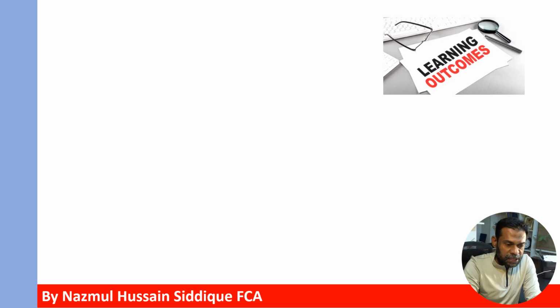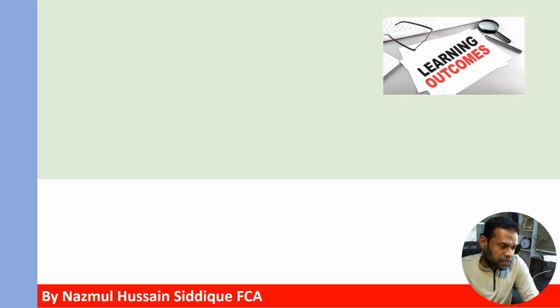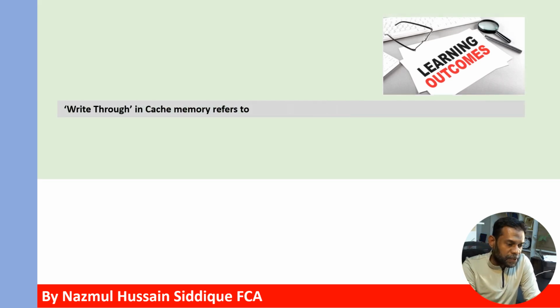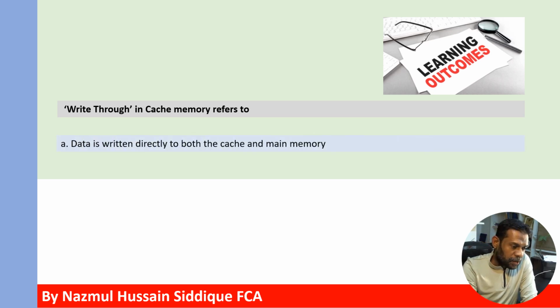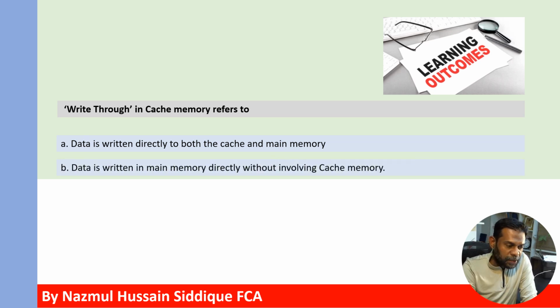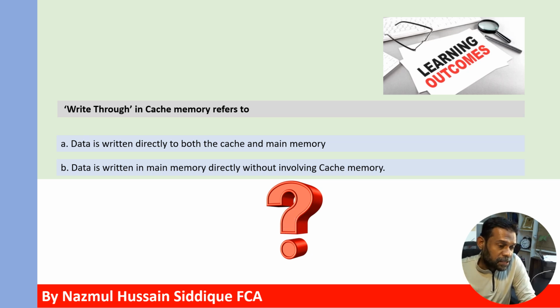Now we shall test our learning outcomes from the previous slides. The first MCQ: write-through in cache memory refers to option A, data is written directly to both the cache and main memory. Option B, data is written in main memory directly without involving cache memory. Which one is the correct answer? That means the term write-through in cache memory refers to what?